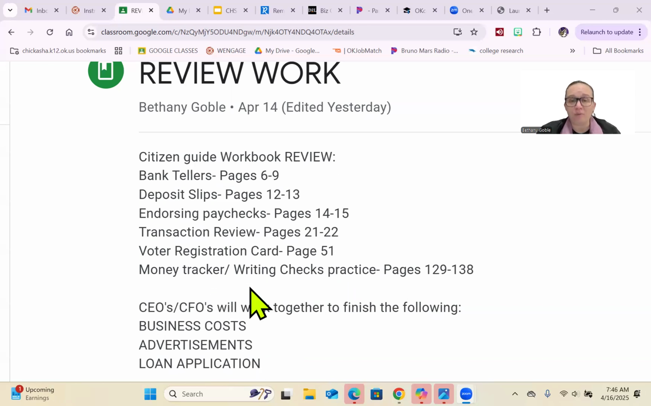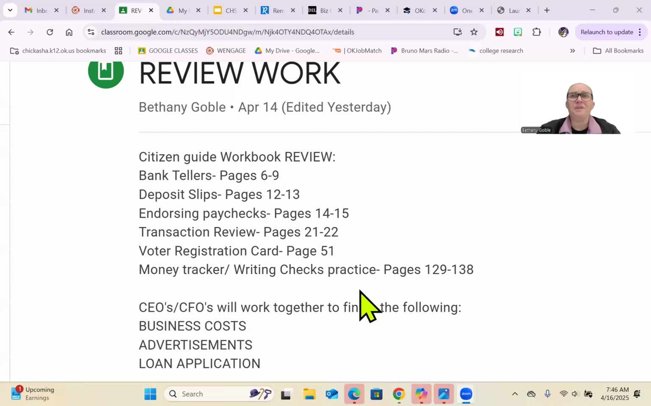Now, if you have trouble with writing checks, understanding paychecks, doing deposit slips, make sure you go to page 12 and 13 of your book and practice. Also, on the back of your citizen guide, page 129 to 138, there's a whole bunch of practice checks and practice deposit tickets that you can practice with. Write checks to each other. Make sure you're doing it right. Are you signing it? Are you putting the money correctly? Are you Xing out the extra spaces? Deposit tickets: are you adding up, taking out? Remember all that kind of stuff.